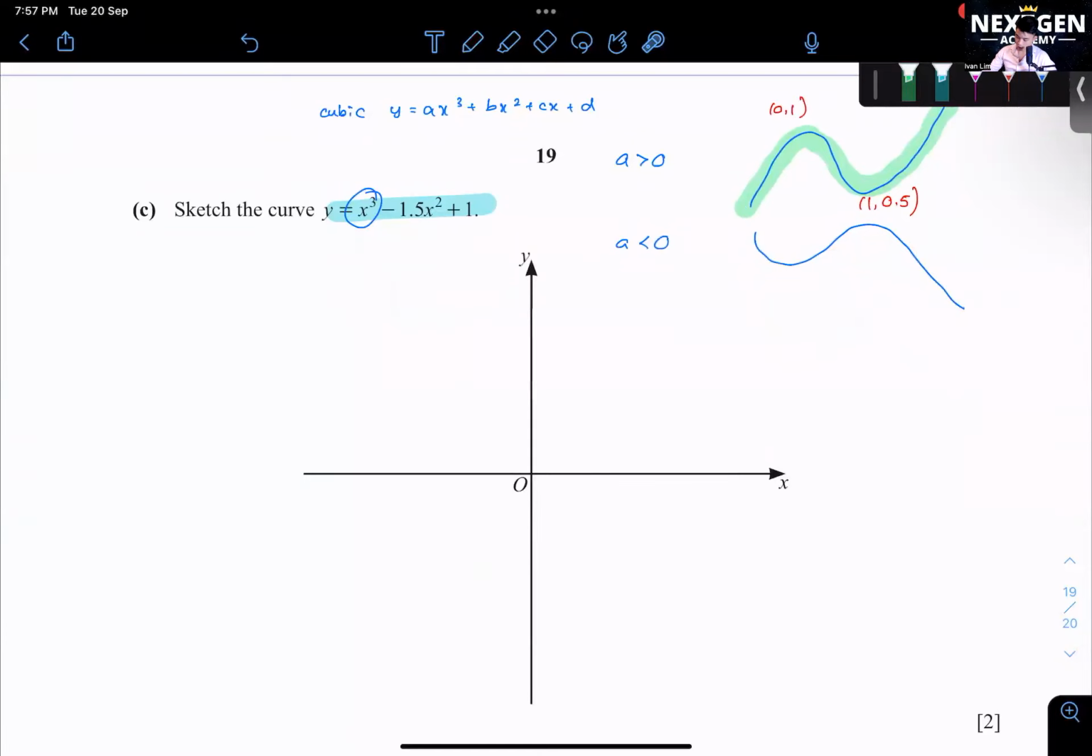So (0, 1) is over here. Then (1, 0.5) is probably around here. We just roughly estimate. So our graph will look something like this: go up to a maximum point, then a minimum point, and go up. Okay, this is how you do the cubic graph.